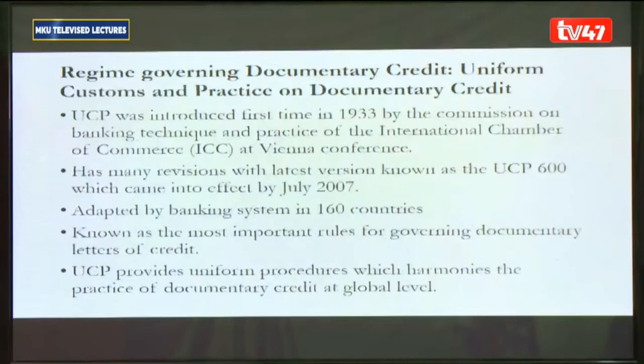Now, this regime that governs this kind of documents is found under the Uniform Customs and Practice on documentary credit. The first time the legal instrument that was enabling parties to actually trade was formed in 1933 by the Commission on Banking Technique and Practice, in the International Chamber of Commerce at Vienna. It has had a number of revisions. The latest version is UCP 600, which came into effect in July 2007.